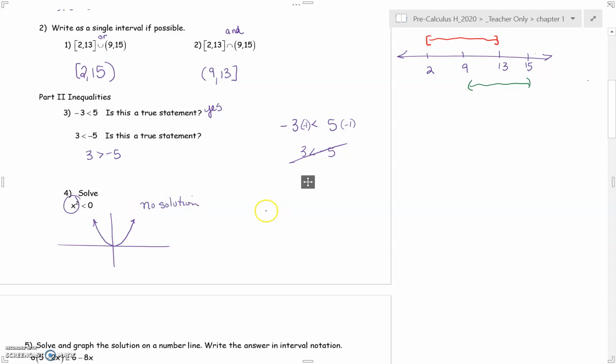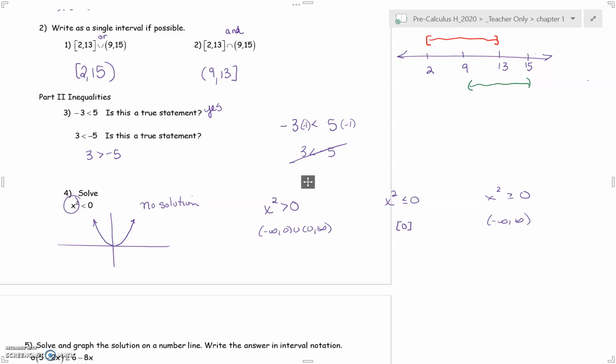Okay, what if I changed the question and I said x squared greater than 0? Go ahead and pause the video and answer x squared greater than 0. Why don't we also do x squared less than or equal to 0 and x squared greater than or equal to 0? Go ahead and answer all of those questions. Pause the video and see if you can find the answer.